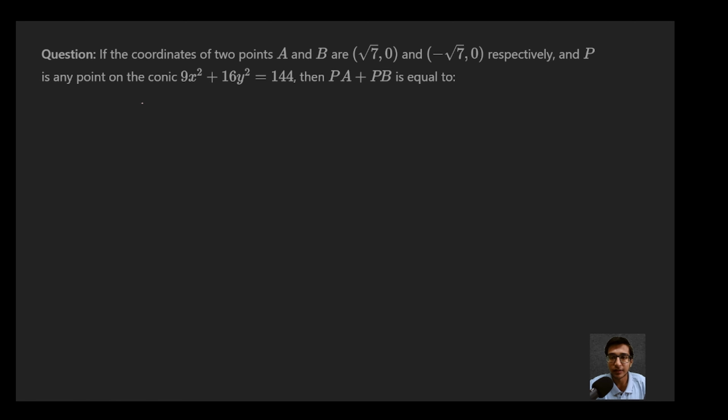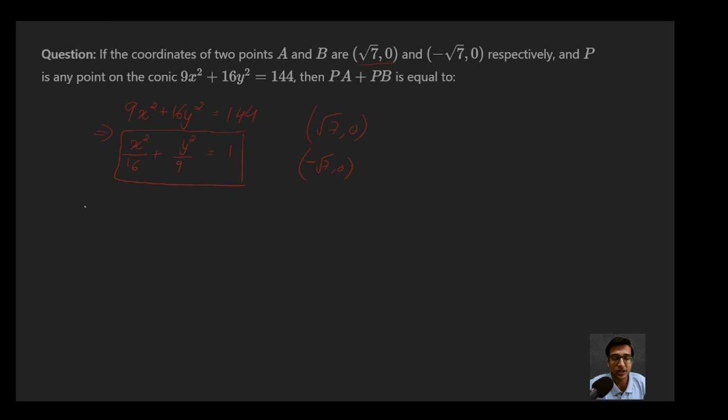Here, there are 2 points given and P is any point on the ellipse 9x square plus 16y square is equal to 144. Let's divide by 144, so we would get x square by 16 plus y square by 9 is equal to 1. So this is our ellipse. Now they have given us 2 points, root 7 comma 0 and minus root 7 comma 0. Whenever you see that the question has given you 2 almost equal points, with just a difference of a minus sign, that means these can be the focuses of this ellipse.